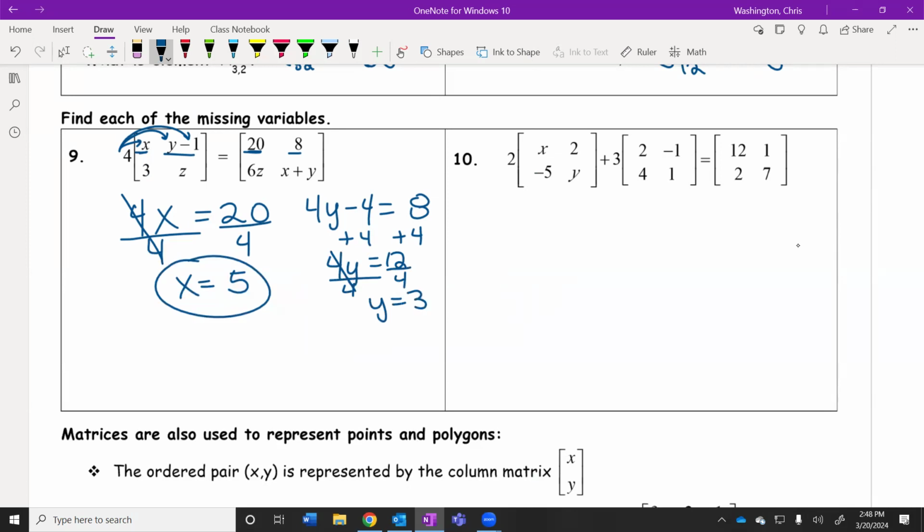All right, so now that we know x and y, there's actually 2 ways we can find z. But I'm going to use this one right here. I'm going to use the 3 and the 6z. They're in the same spot. I'm going to use those.